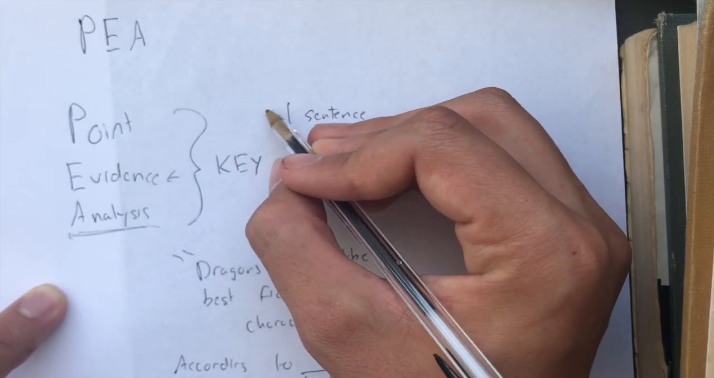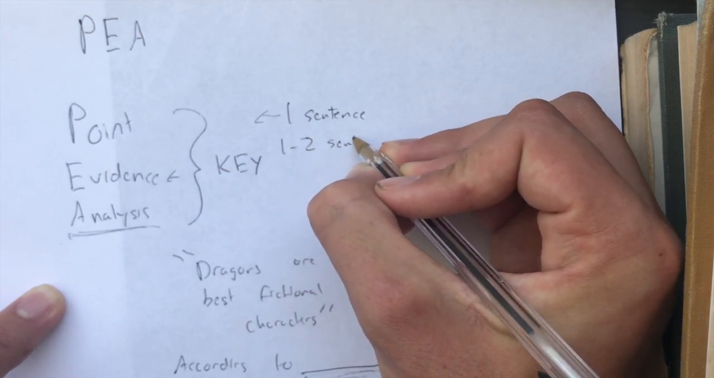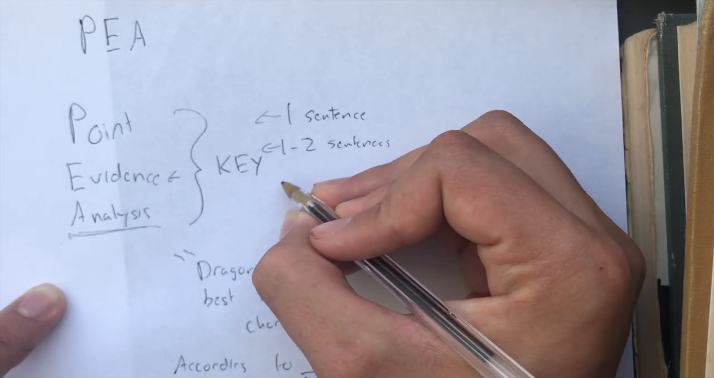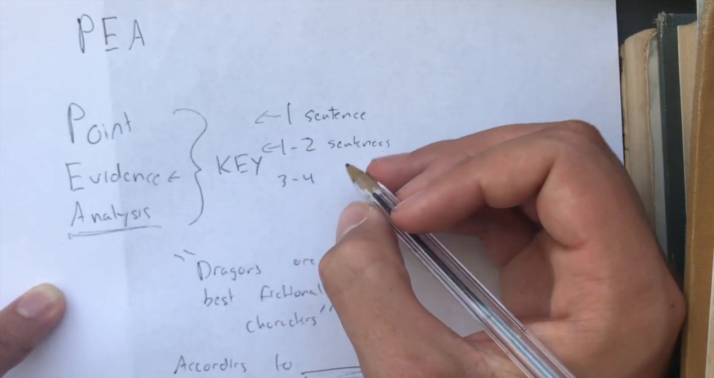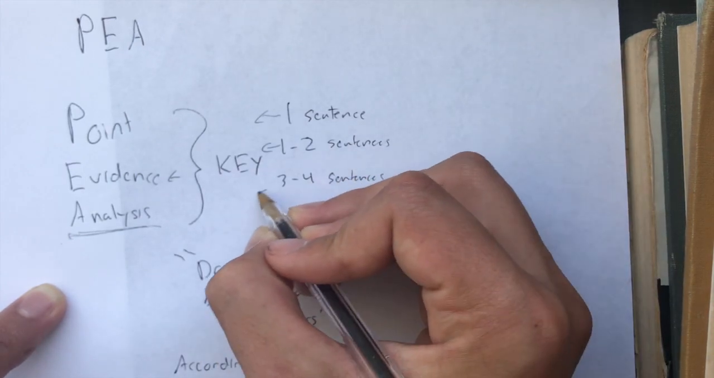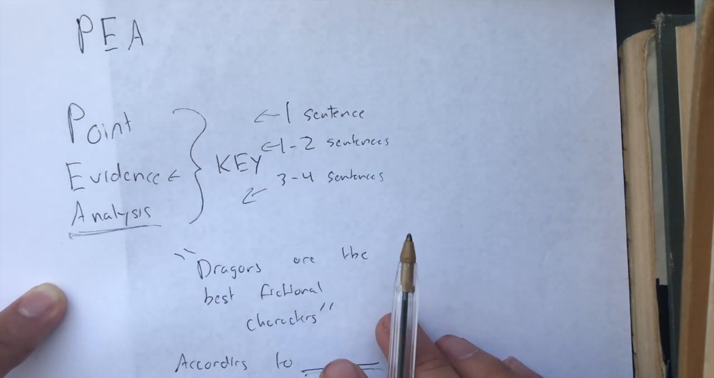Basically in structure, you should have one sentence for the point, 1 to 2 sentences for your evidence, and 3 to 4 or maybe even more sentences for your analysis. And that's basically how you write a very basic PEA.